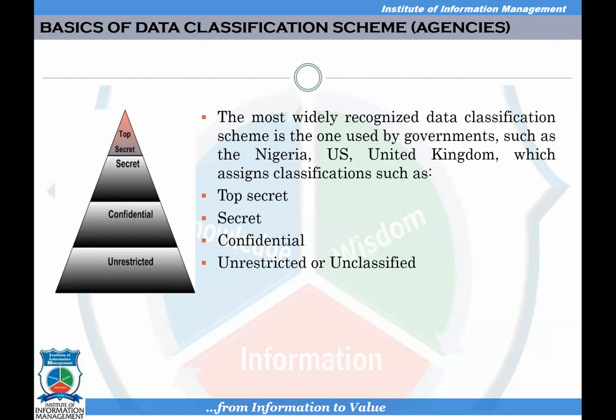So the basic of data classification is, there are different schemes. It's not restricted. For example, one of the most popular is what you see here in front of me. In the intelligence community, governments like Nigeria, US, the whole world really, they have ways of classifying intelligence data. I mean, it might be more than this, but this is the basic, the top secret. Secret.